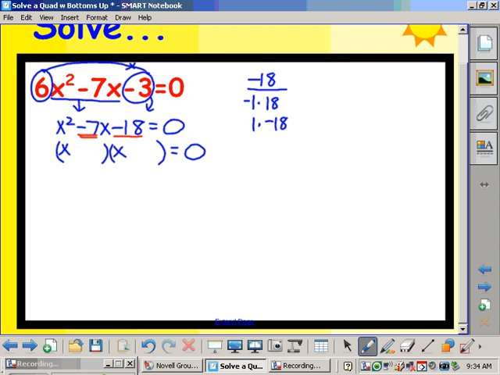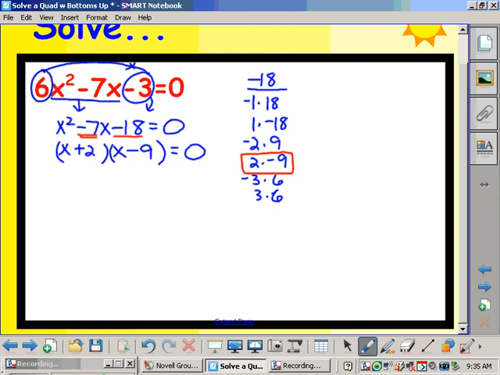So we have negative 1 and 18, and 1 and negative 18. Negative 2 and 9, and 2 and negative 9. Negative 3 and 6, and 3 and negative 6. So now what you'll do is you'll choose the pair that has the sum of that middle term, negative 7. And if you look at all your options, 2 plus negative 9 is negative 7. So those will be the factors we use in our parentheses. So we will put a positive 2 in one and a negative 9 in the other. And it does not matter what order you put them in.